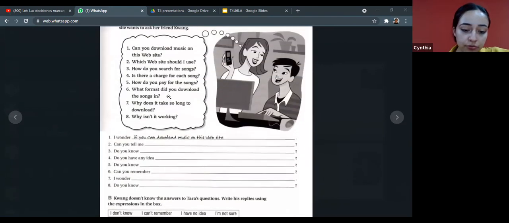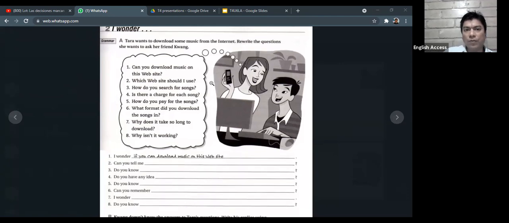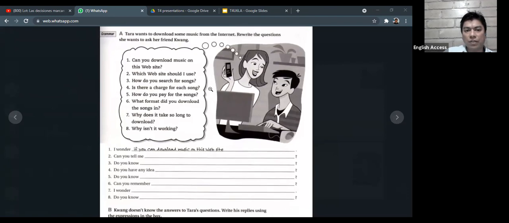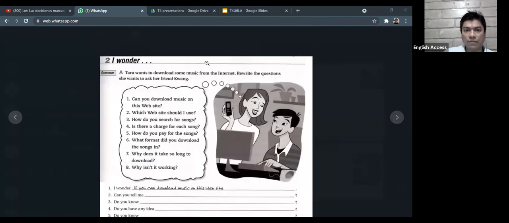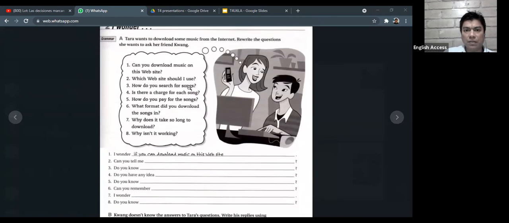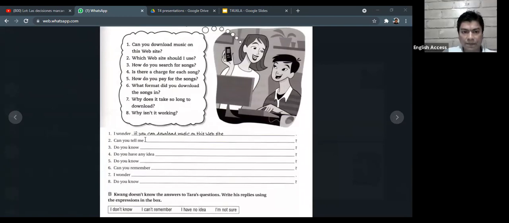So here, Tara wants to download some music from the internet. Rewrite the questions she wants to ask her friend Juan. Question number 1, can you download music on this website? Number 2, which website should I use? So there are the questions. Now we need to write them in the other form, the questions within questions.